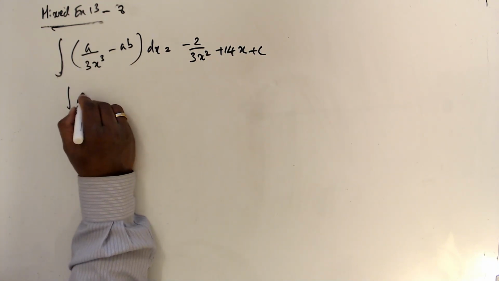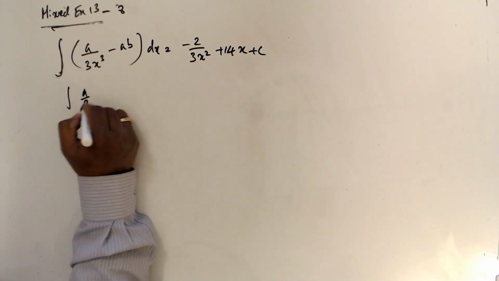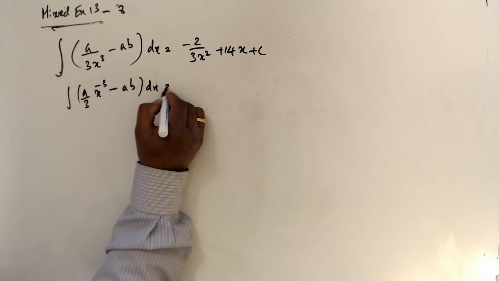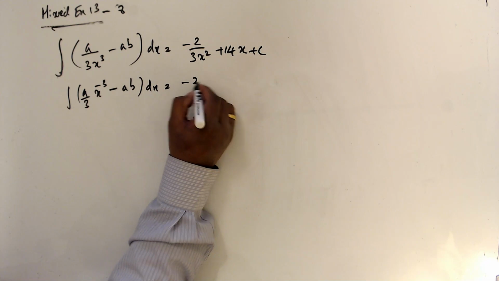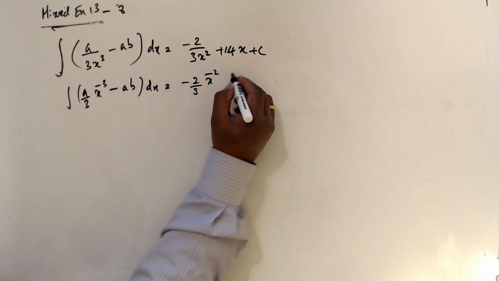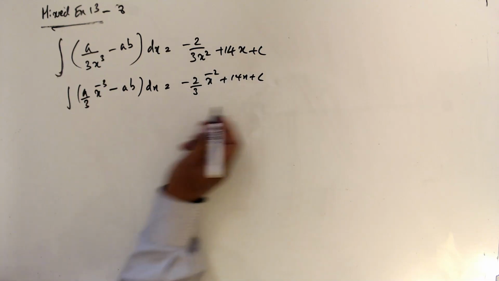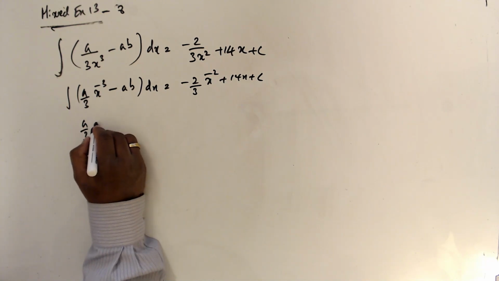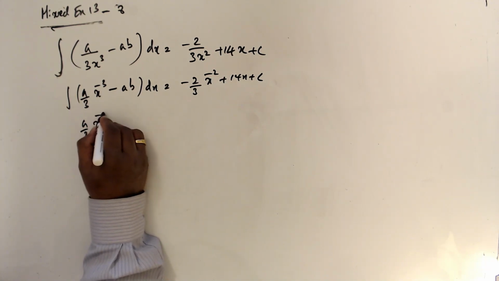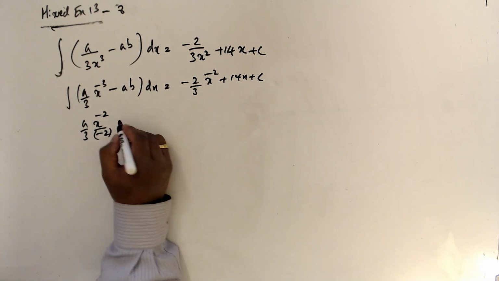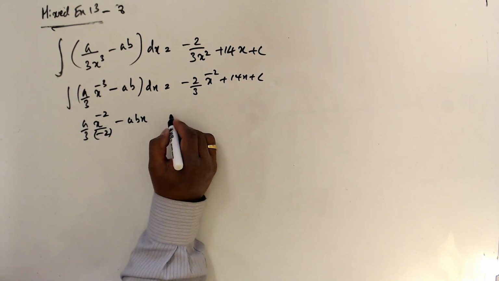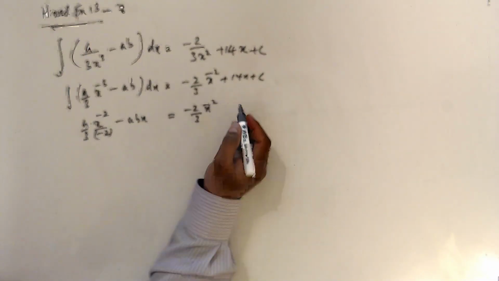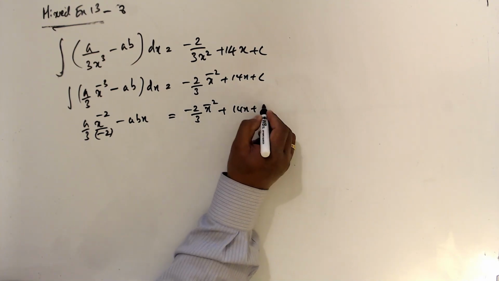Integrate this: a over 3x minus 3 minus ab dx equals minus 2 over 3x minus 2 plus 14x plus c. Now we'll integrate this one: a over 3, x minus 2 over minus 2, minus abx equals minus 2 over x minus 2 plus 14x plus c.